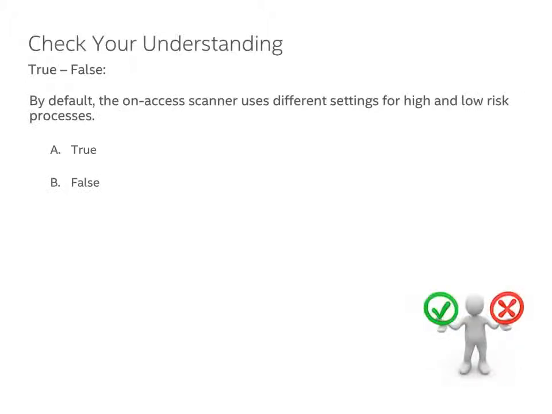Check your understanding, true or false. By default, the on-access scanner uses different settings for high-risk and low-risk processes. True or false? If you answered false, that is correct. If you want to have it use different settings for high risk and low risk, you must make that change and then select which are the high-risk and low-risk processes, along with how you want it to scan and any exclusions that you want to configure.